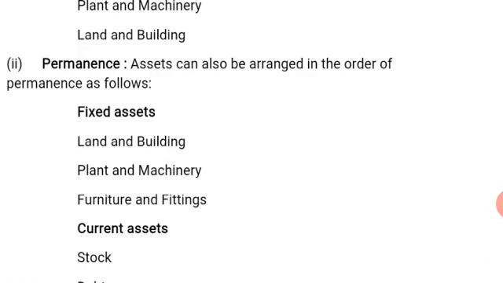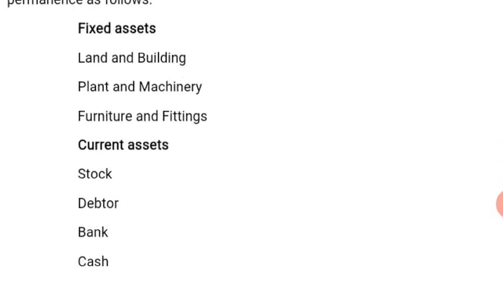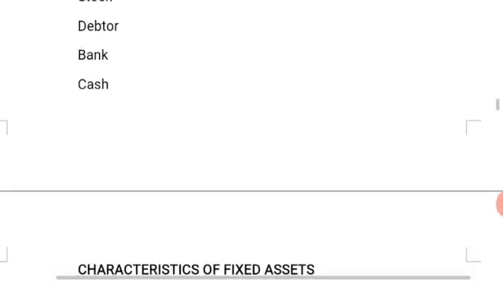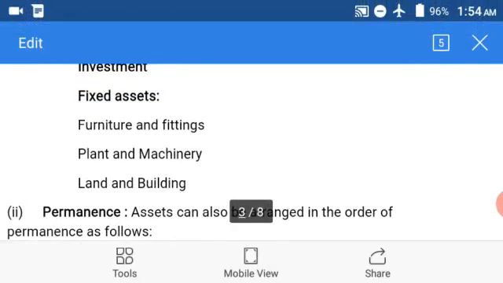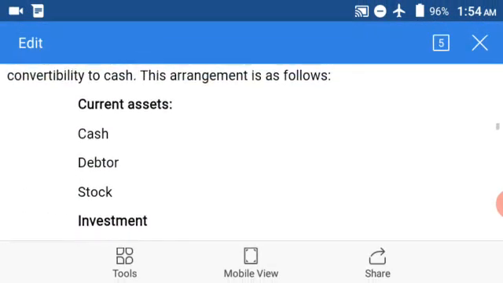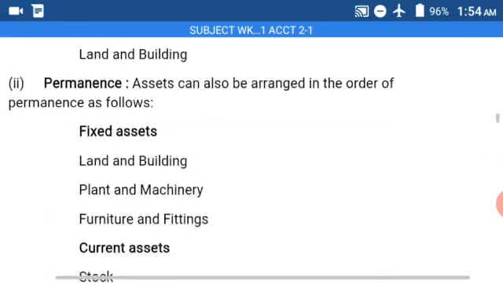In this form, we are going to start with the fixed assets. So for fixed assets, we have land and building, followed by plant and machinery, followed by furniture and fittings. Then we have the current assets. Among the current assets, we start with the stock, debtors, bank, and cash. So that is the category, how to arrange or group assets in a balance sheet.